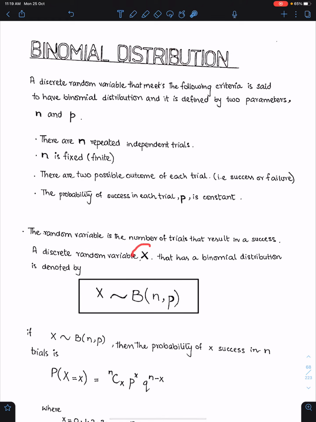A discrete random variable x that has a binomial distribution is denoted by X ~ B(n, p). This is the way to describe the distribution. You can read this as x follows binomial with n number of trials and probability of success is p. And these two are known as the parameters of this distribution. Or you can read this as x is binomial with parameters n and p.